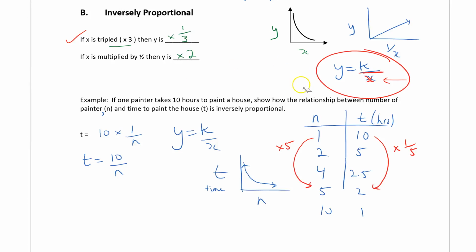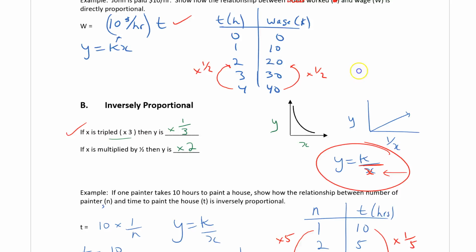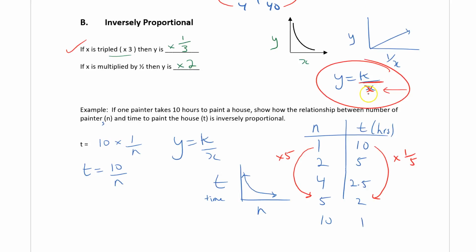So if you pay attention, you say, okay, in this case, x is in the numerator. Whatever x gets multiplied by, y gets multiplied by. Here, x is in the denominator. Whatever x is multiplied by, y gets multiplied by the reciprocal.